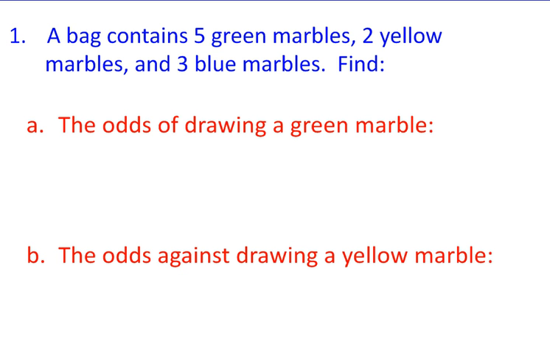In number 1, it says a bag contains 5 green marbles, 2 yellow marbles, and 3 blue marbles. So I'm going to start by saying we have a total of 10 marbles, right? They want to know the odds of drawing a green marble. So the odds would be the number of green is our first number, and then our second number is not green. How many are not green?